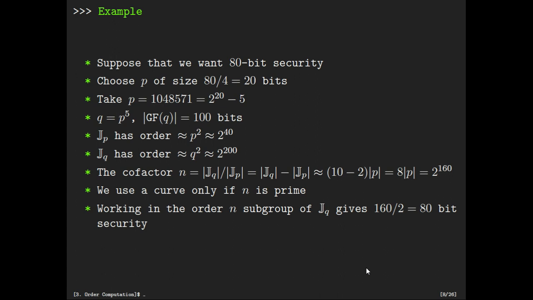Now the order of the Jacobian is roughly approximated to p square. Therefore the bit size of the order of Jp is around 40 bits, and similarly for Jq it is 200 bits. Therefore the bit size of the cofactor n is 200 minus 40 equal to 160 bits.